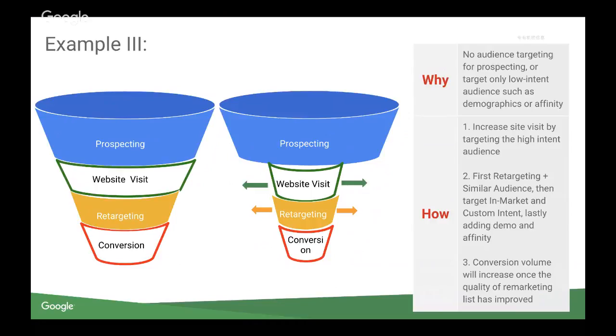You target people who visit your website and also people who are similar to your site visitors. Then you start with the in-market and custom intent. And lastly, you add demographic and affinity. Quite a lot of the time we've seen clients start doing demographic and affinity first, which is not best practice. In order to drive conversion, you always start with the high intent audience first, and then as you see performance, or if you have additional budget, you add in demographic and affinity at a later stage.